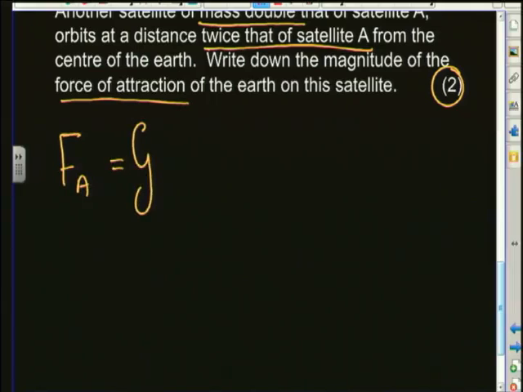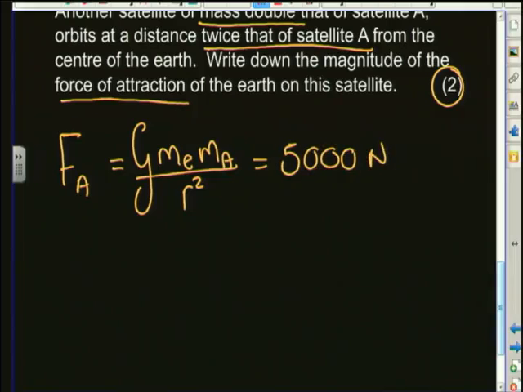Now, the 1 and the 2 in the equation that we used are simply a placeholder, like an X or a Y. So this is what I'm going to do: mass of the Earth, mass of A, over R squared. This happens to be 5,000. How do I know that? It was given to me at the beginning of the question. This is my starting point.